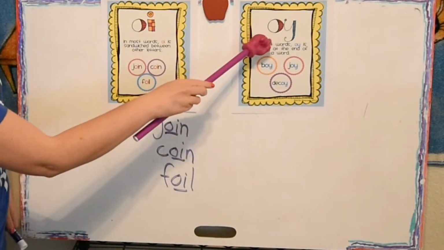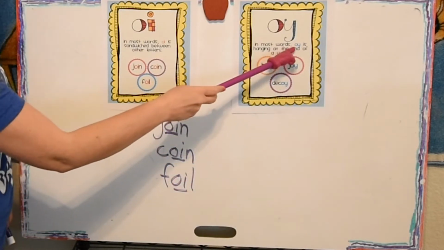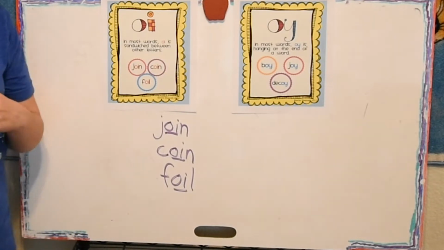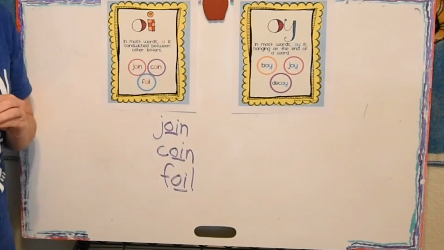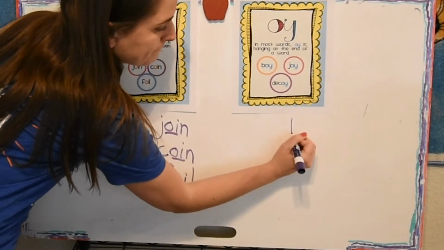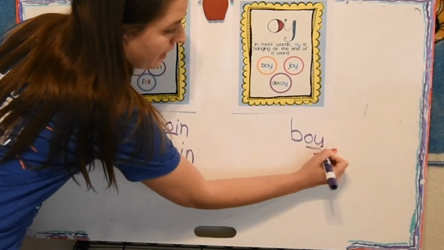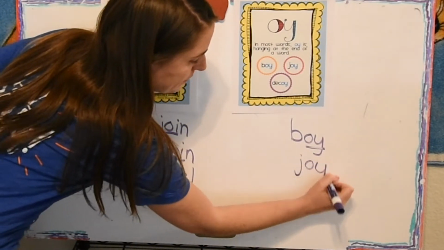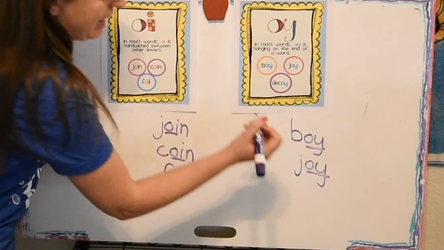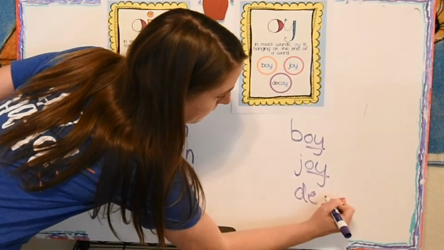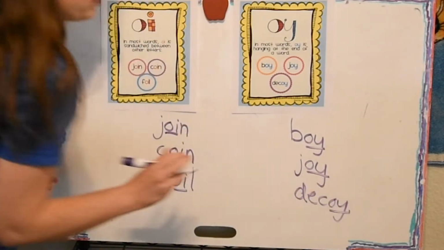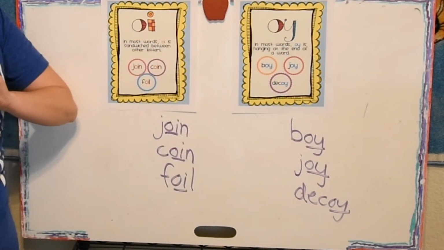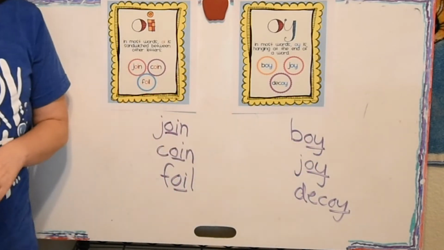Now, for OY, in most words, the OY is hanging at the end of a word, okay? So if the oi sound is at the end of the word, you're usually going to write OY, like in the word boy. It has the OY at the end. Joy. Okay, and decoy. Those are examples of OY words that make the oi sound at the end of the word, okay?